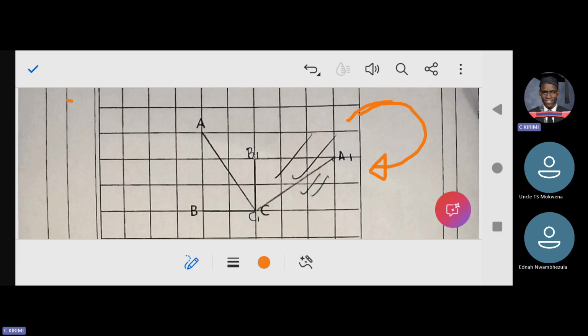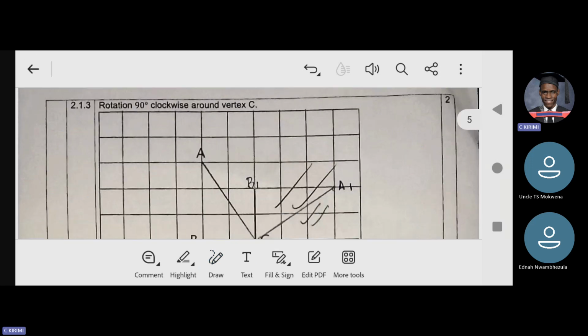Anti-clockwise is this direction, opposite the direction of how the clock moves. So this is anti-clockwise. This is the clockwise direction. Is it clear? Yes. So if you are rotating this object, which one is the object that you are rotating?